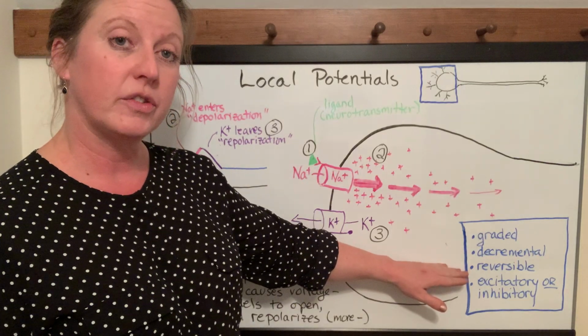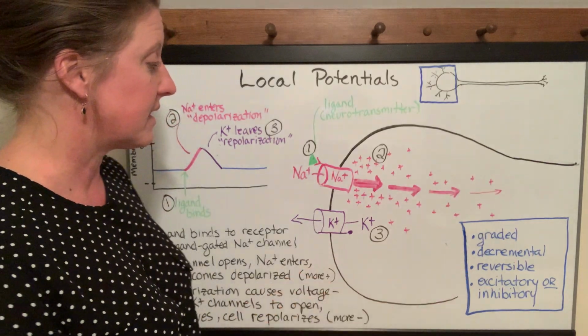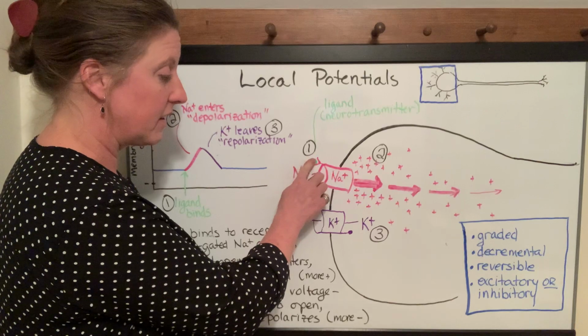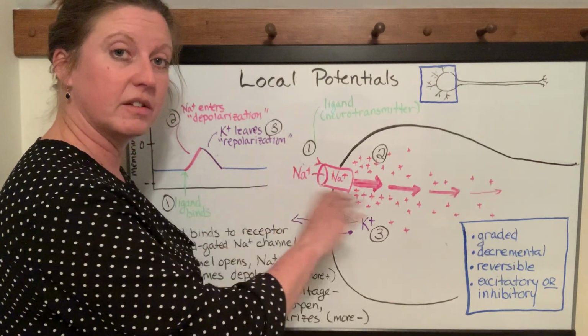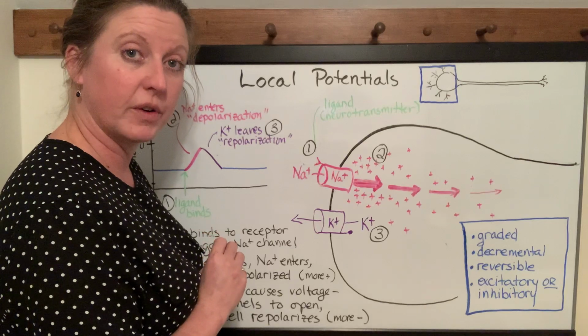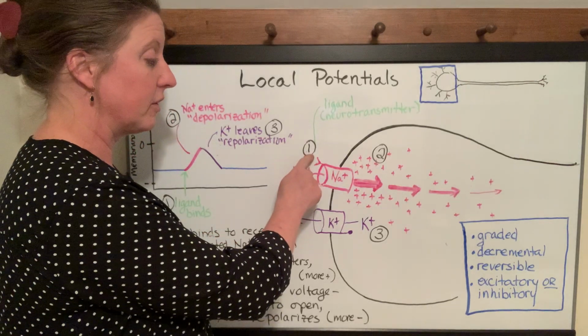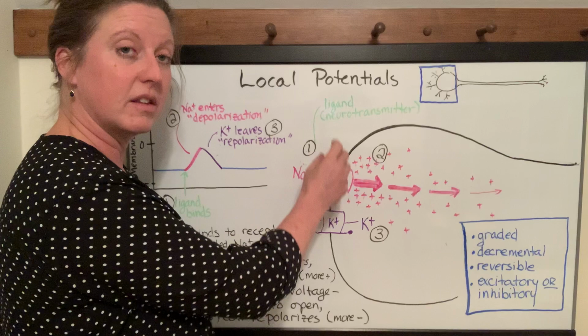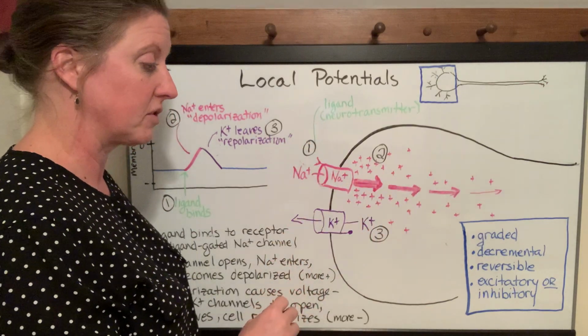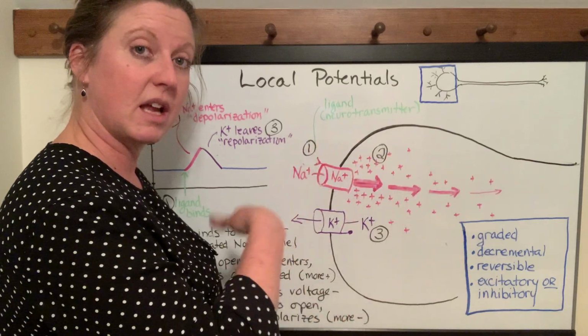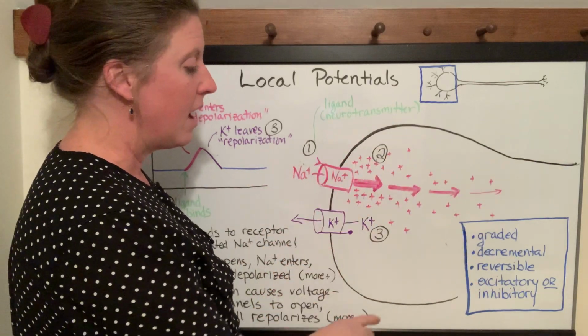Local potentials are also reversible, which is to say that as soon as we take the ligand away, the sodium channel closes and the local potential is over. If the neurotransmitter is released again, then the channel opens again and we start having another local potential. So it can be started and stopped and started and stopped.